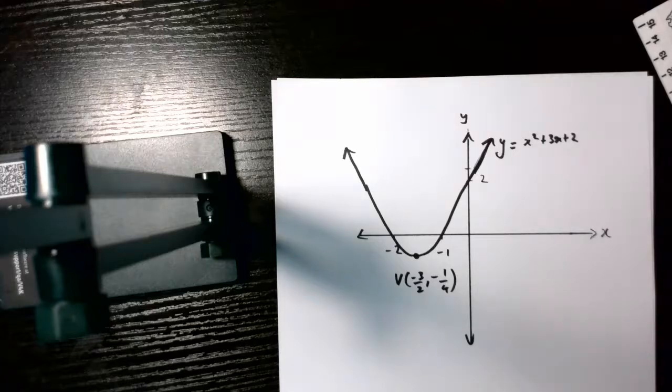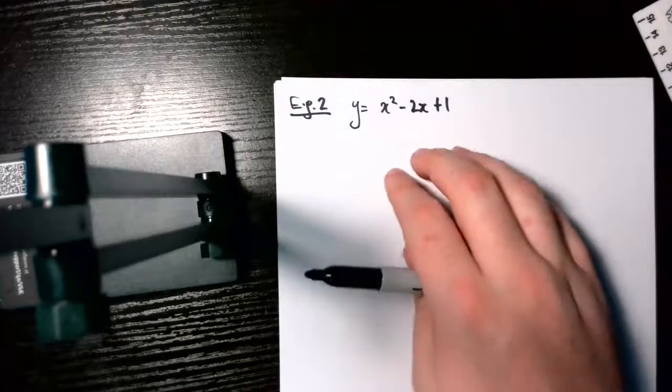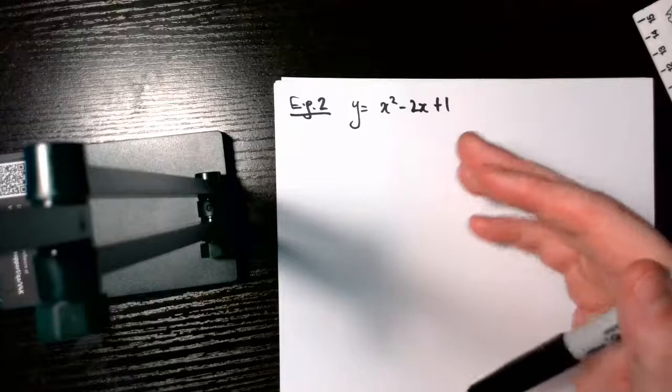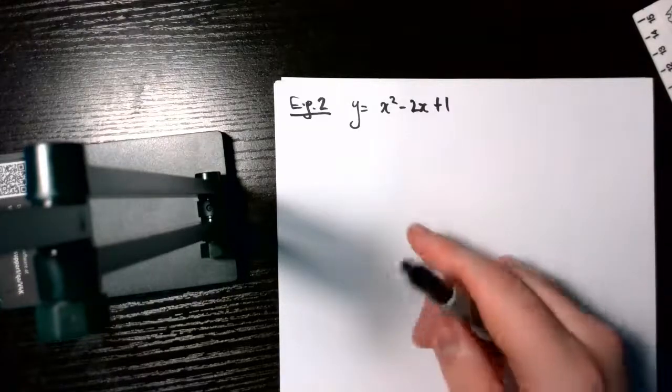So let's do a second example. Here's our second example that I want to talk about. You may have seen this parabola before, in different forms, which means that you're probably going to have a little bit of an idea about what this is going to turn out like. But let's go through the steps again.